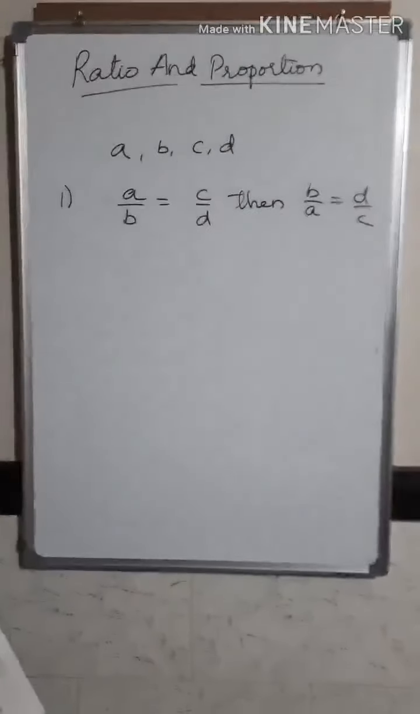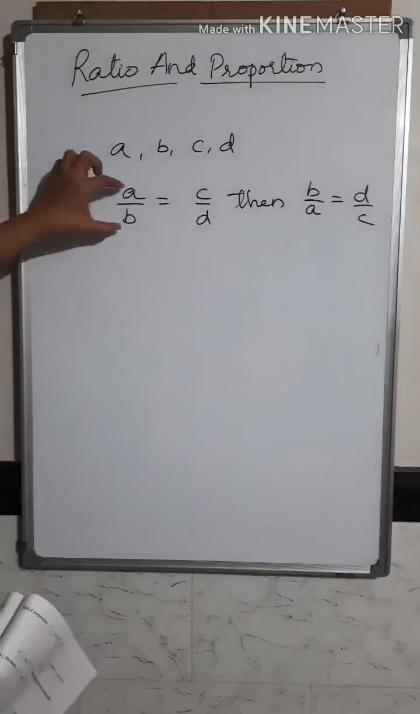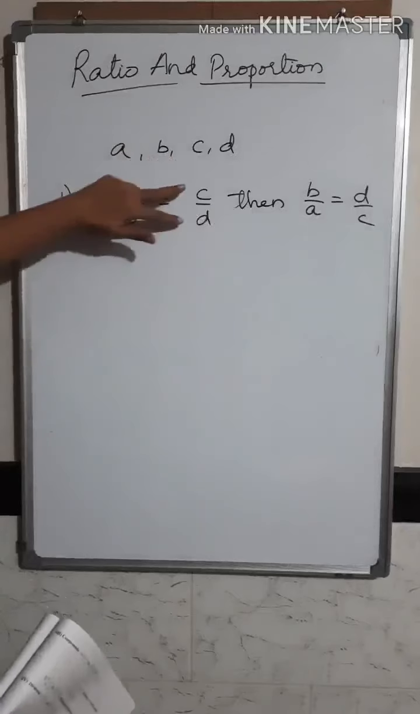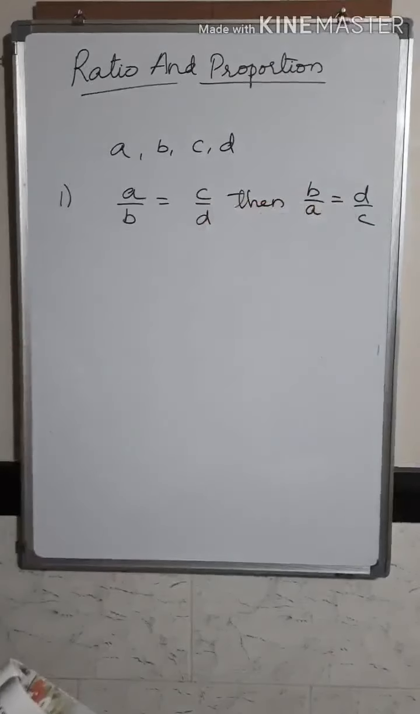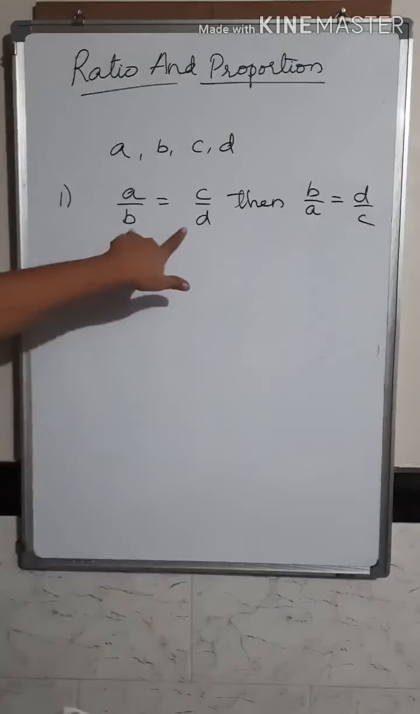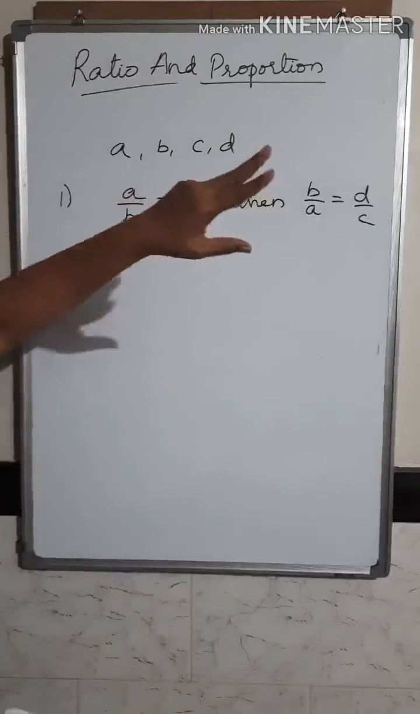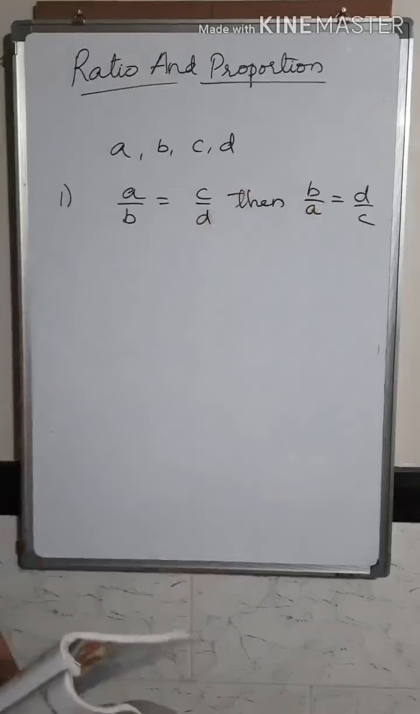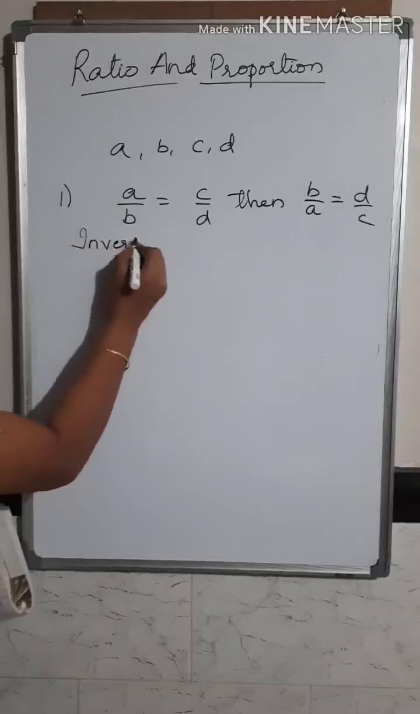So according to the property of invertendo, suppose you have A upon B is equal to C upon D, then if you invert the terms on both sides, you get B upon A will be equal to D upon C. So this is the first property. The property of invertendo states that if you have two ratios to be equal, then if you invert the numerator and denominator, again the ratio will be equal, that is B upon A will be equal to D upon C. So this is the property of invertendo.